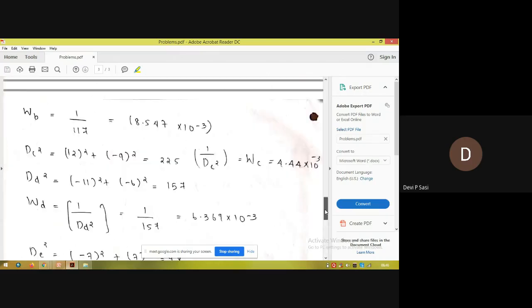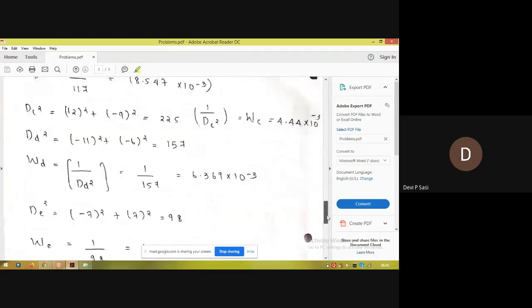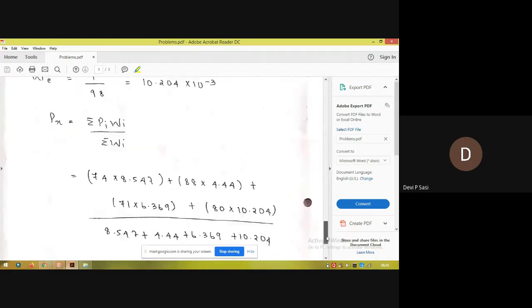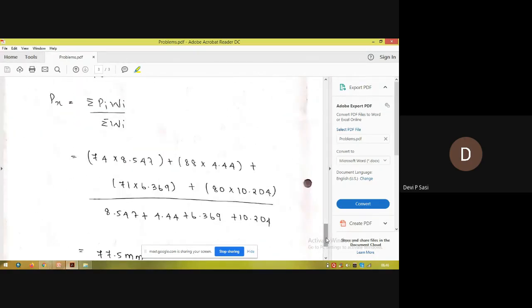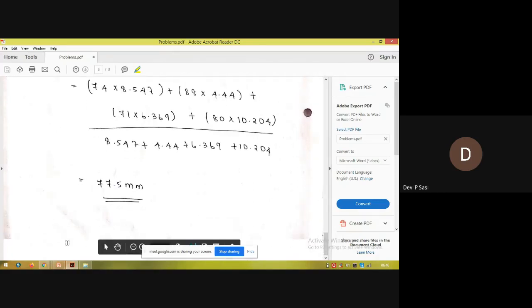The unit given in the question is millimeters, so you will obtain the value again in millimeters. You should do the problem and check whether you are obtaining the same answer. That is about the inverse distance method. So I shall explain the steps once more.